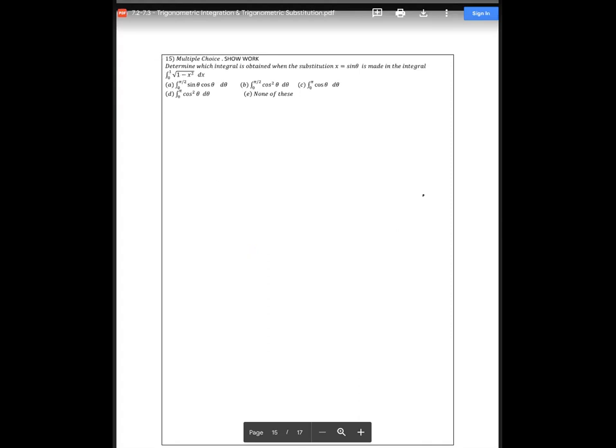So let's just start it off the way we normally started. Notice how this problem isn't even asking us to solve it. It's just asking us to write the new integral with the new bounds.